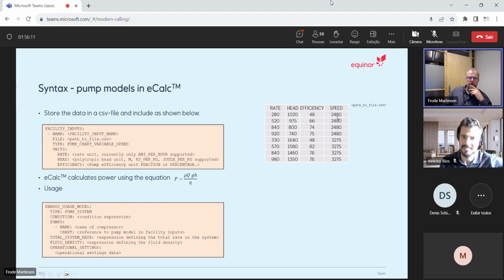This gets put in as a file here. You have to say it's a variable speed chart. You have to state the units and give it some name. And inside the model in the installation sections, this is how you use it. Put in the rate, the density, operational settings, that's just how many pumps you have, when to switch on and off. You can have a condition that it, for instance, doesn't run if your rate is below 1000, because then you dump the water instead, for instance.